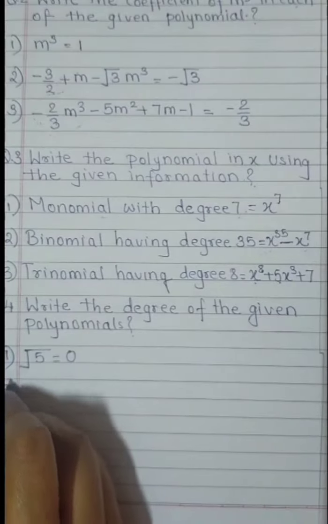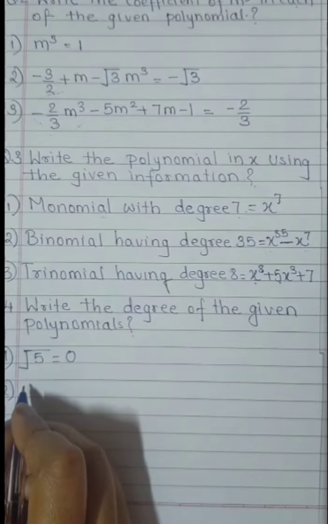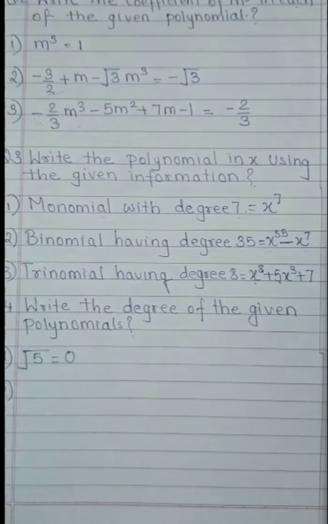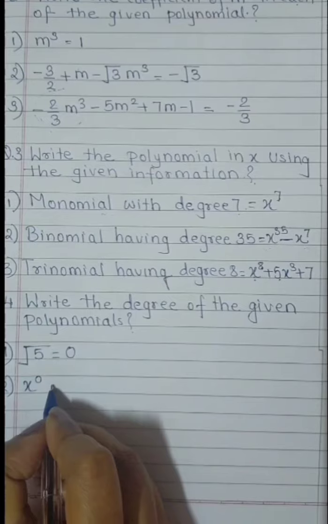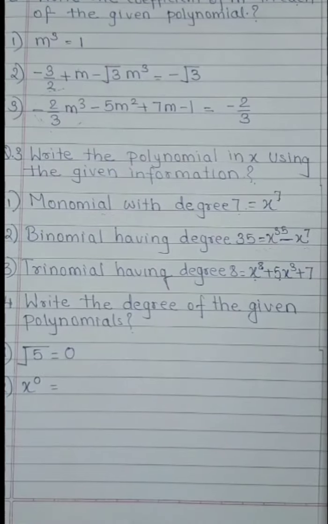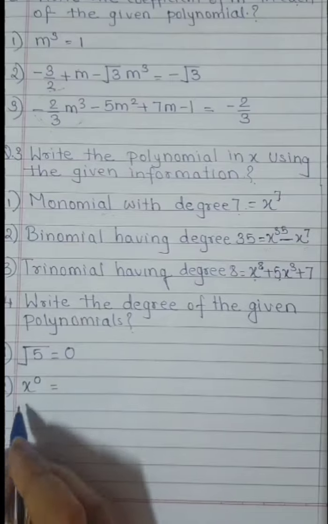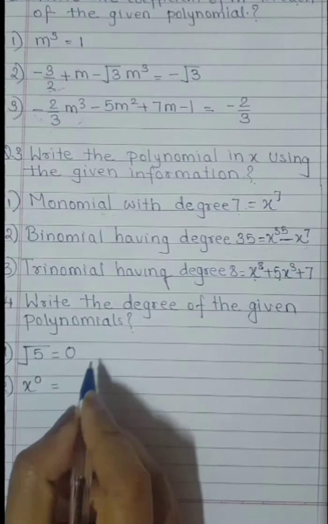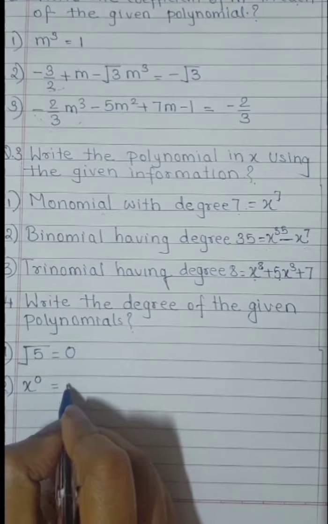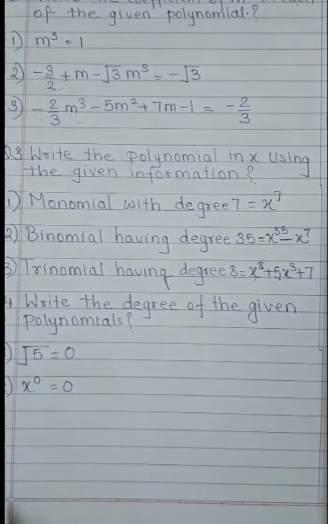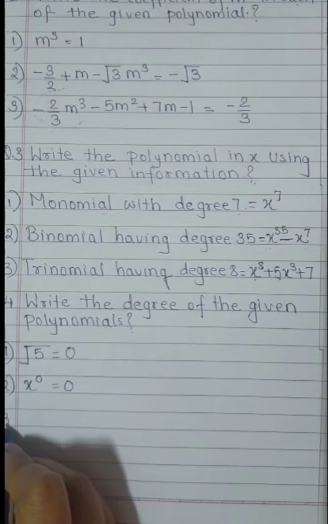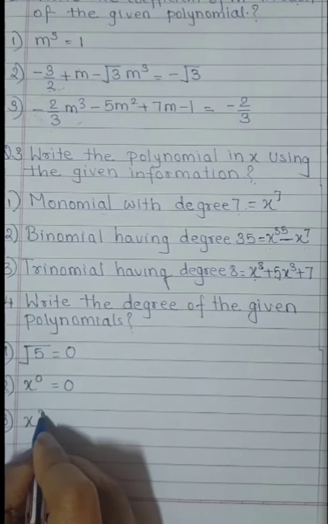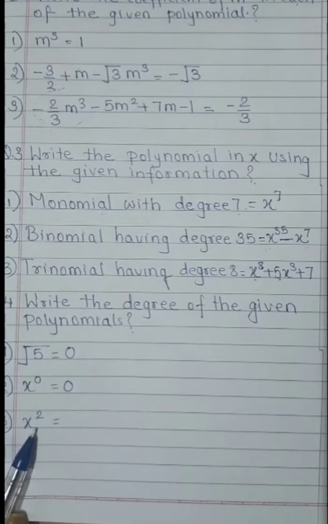The second is given x and 0 degree is given. So here also already the degree is given as a 0. So we have to write the degree. So we are going to write 0 here. Okay, I hope you are understanding. We have to write the degree of each term. The third one is x square. Okay, so here the degree is what? 2.